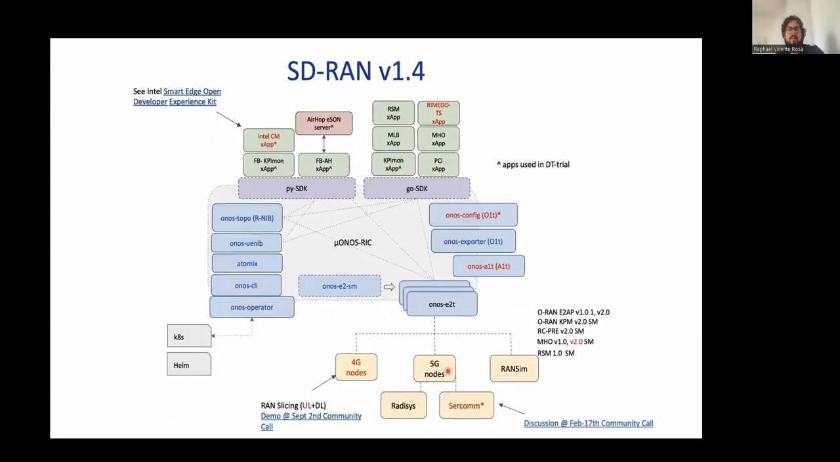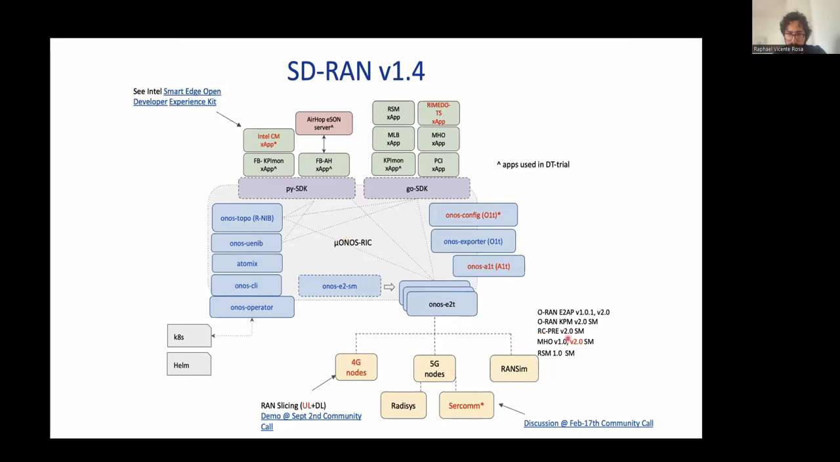And the latest release that we have is SD-RAN 1.4. This release concerns the implementation of a new xApp for traffic steering that was developed together with Mavenir Labs. Support for a Python SDK for an application regarding connectivity management by Intel, where they were triggering mobile handovers using machine learning models.